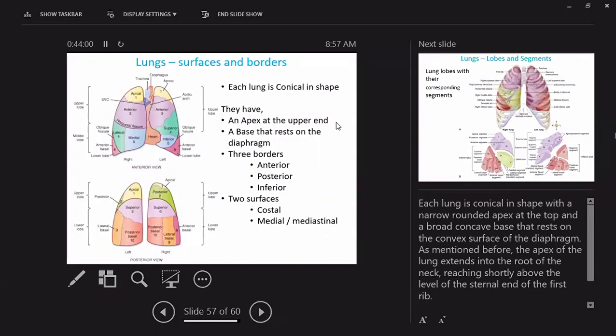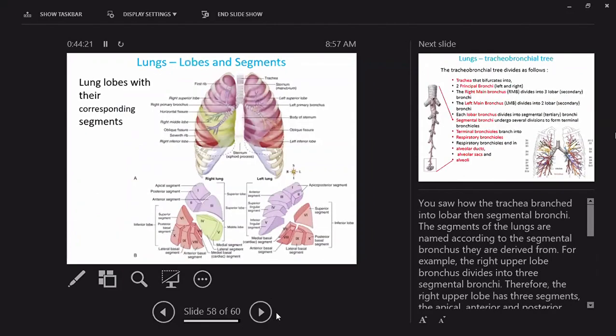The lung surfaces and borders I've shown here. Each lung is again a cone, right? The thorax is a cone, the lung is a cone. They're all cones. So there's an apex and a base, three borders and two surfaces. The two surfaces are the costal surface, a large surface all around the ribs, and the mediastinal surface, which contains all these impressions.